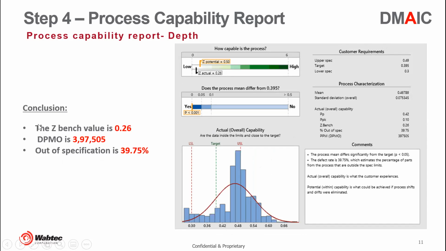Then we go to depth. For depth, you see we were getting a Z value of 0.26. DPMO was around 3,97,000, and the out of specification parts were 39.75%. Again, this was taken from the current process and plotted through Minitab, and we were able to see the Ppk values, which are pretty poor here on the right side. I'll not spell them out because it's too long a presentation.